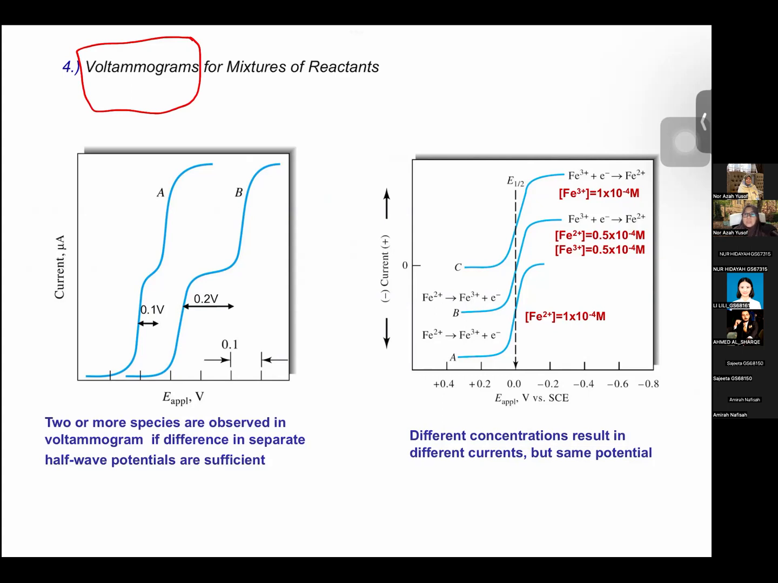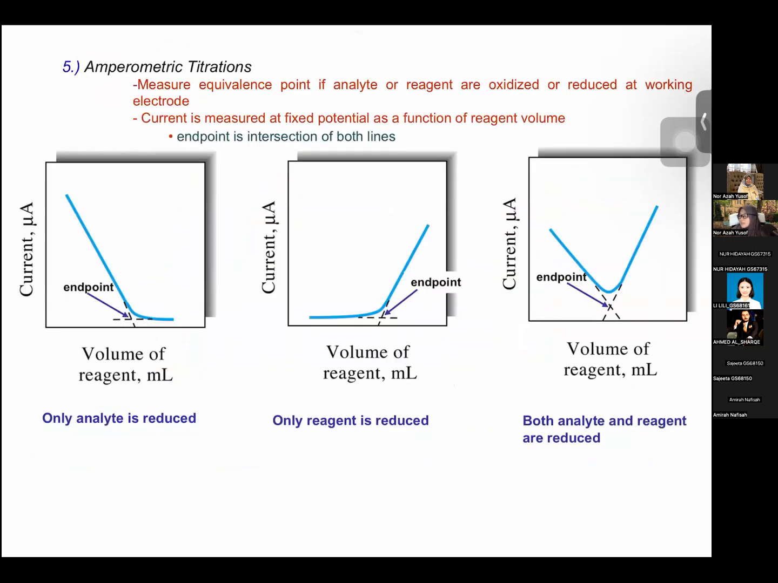You have voltammograms. So you can see if you have ferrum only, there is one half potential. But now, if you have more than one species, you can see that you're getting two half potentials that respond to those specific species. In here, you have only one, which is ferrum 3 plus. So you can see from the shape, okay? This one we'll just skip.